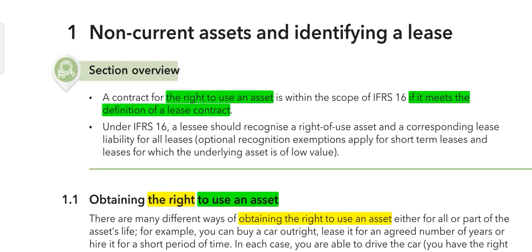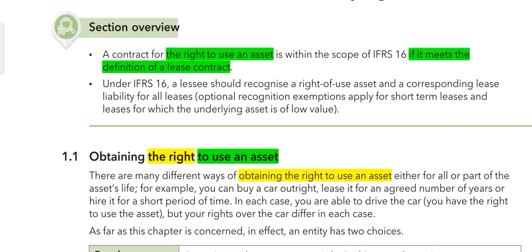Okay, so today's topic is IFRS 16 Leases. Before moving to the lease, we have to understand what a non-current asset is, and the section on identifying a lease. First, here is the definition and the section overview of a lease: a contract for the right to use an asset within the scope of IFRS 16. If it meets the definition of a lease contract, then we can say this is a lease.